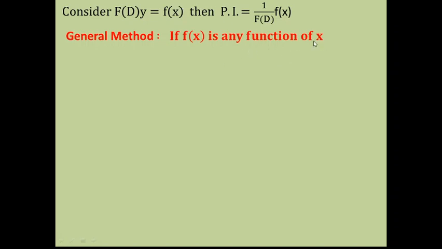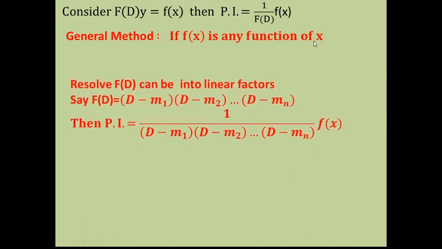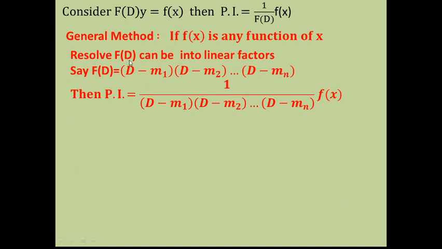So what do we do in this method? First of all we will resolve, means factorize, f of d into linear factors of the form d minus m. That is, say f of d is equal to the product of linear factors, that is d minus m1, d minus m2 up to d minus mn. Then as per definition we have the particular integral as 1 upon f of d, replaced by this product of linear factors, operating on f of x.